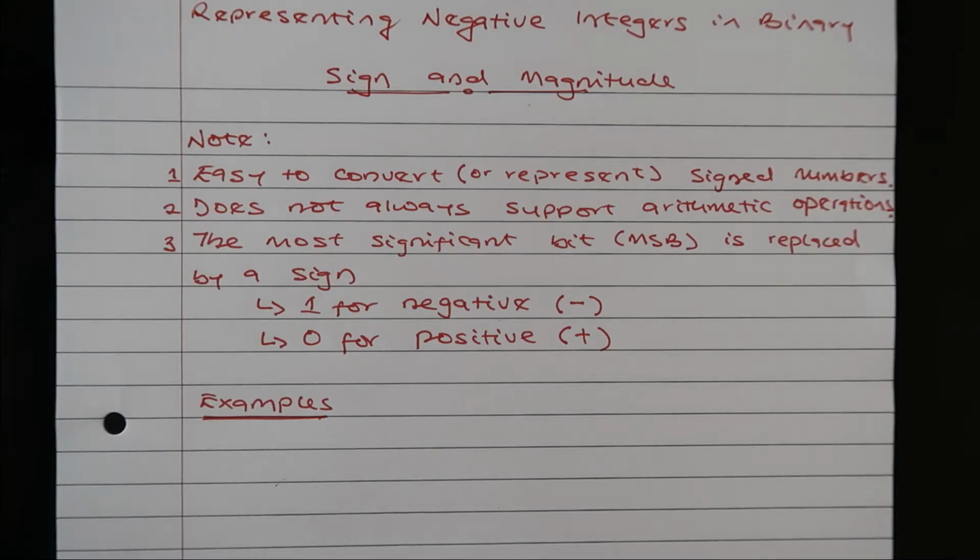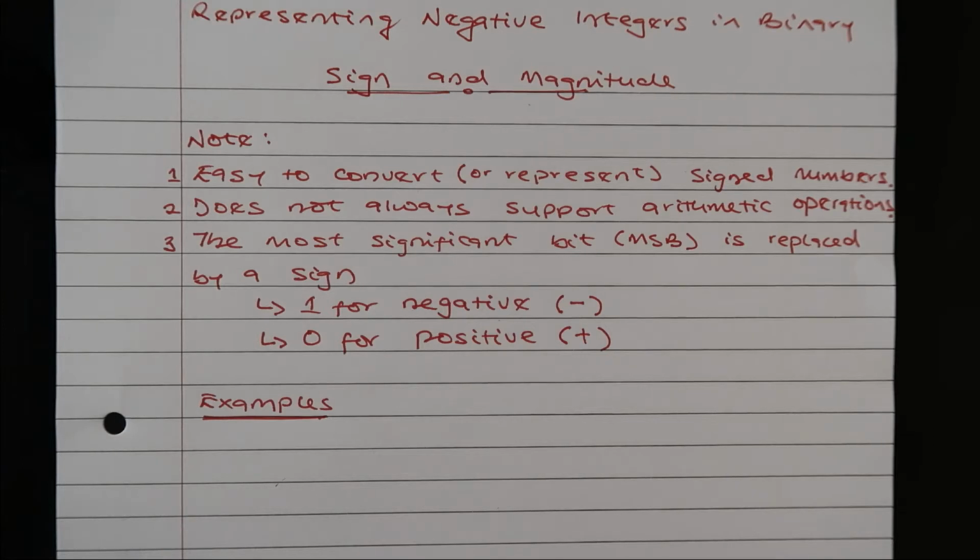Now, sign and magnitude is a very easy way of representing signed numbers. But one of the issues with sign and magnitude is the fact that it doesn't work very well when we try to complete arithmetic operations using those values. And I'll show you proof of that towards the end of this video.